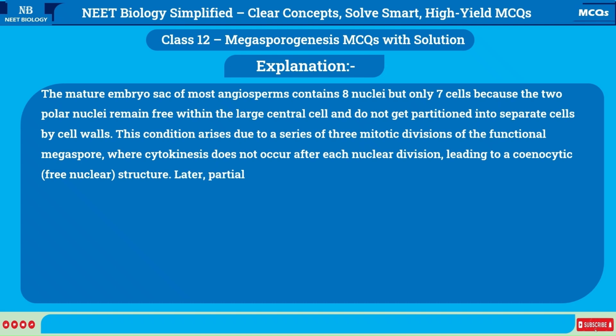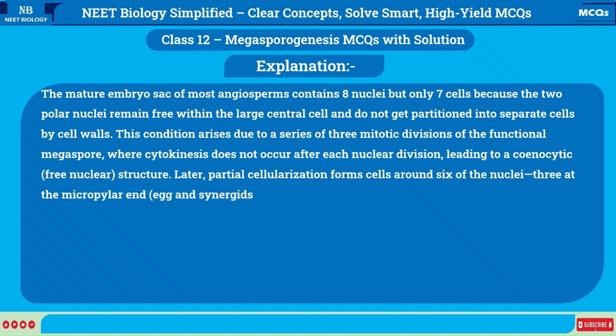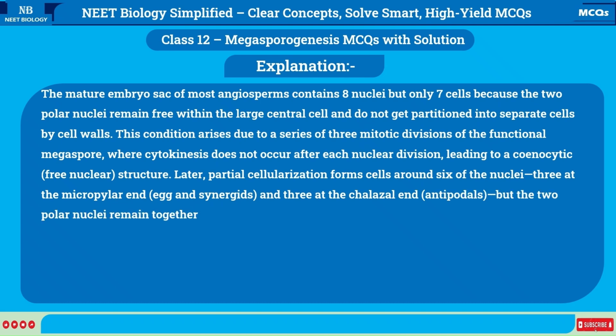Later, partial cellularization forms cells around 6 of the nuclei, 3 at the micropylar end, egg and synergids, and 3 at the chalazal end, antipodals. But the two polar nuclei remain together in the central cell cytoplasm. Thus, option C correctly identifies the mechanism.